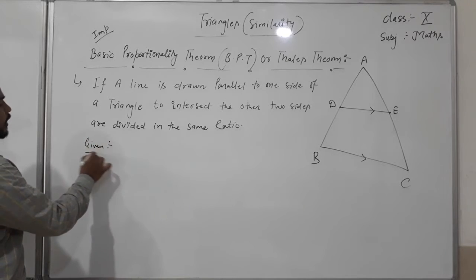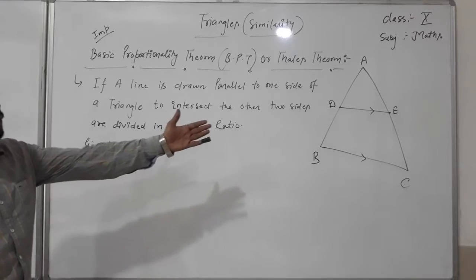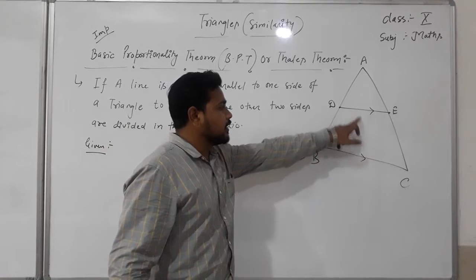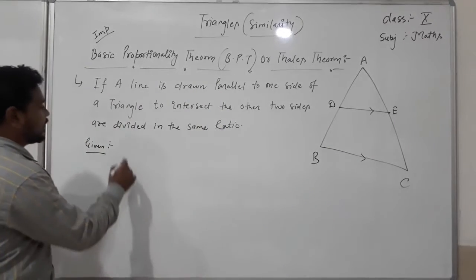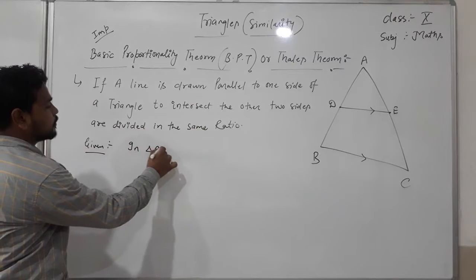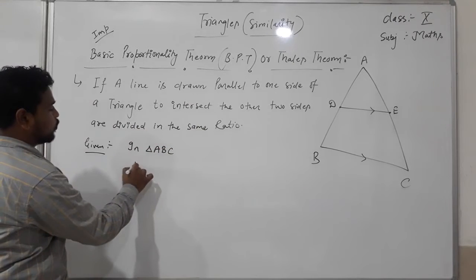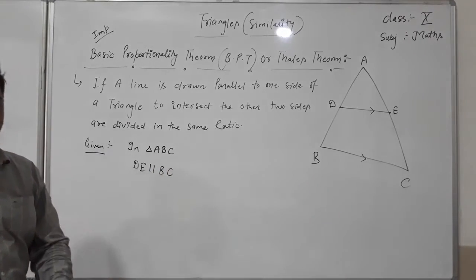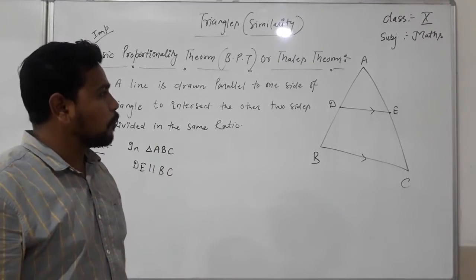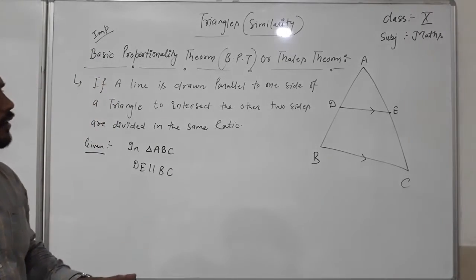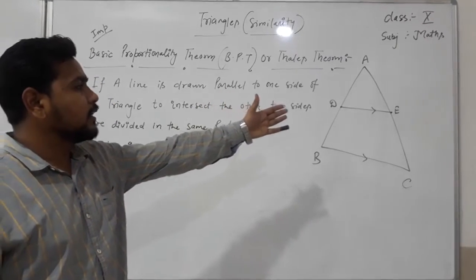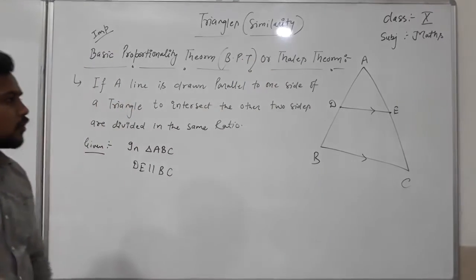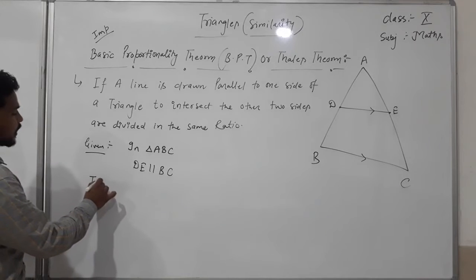First of all, we will write the given, what is given in the question. You can see very easily that we are given that DE is parallel to BC. So we write: in triangle ABC, DE is parallel to BC. That is given in the question. Is anything more given to us? Nothing else is given, only that. DE intersects AB and AC.